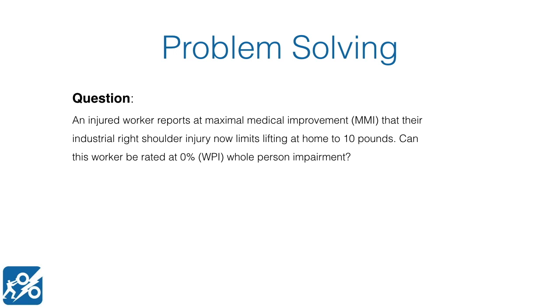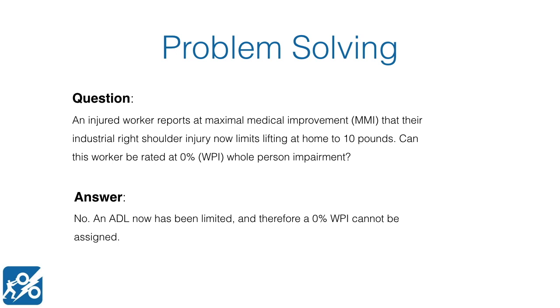The answer is no. An activity of daily living is now limited, and a 0% whole person impairment can therefore not be assigned. This means that the reviewer or author of the report now needs to A, go back and review the chapter that was used for the body part rating and ensure that it truly is a 0%, and B, come up with a number other than 0% now, because by definition the individual cannot be a 0% whole person impairment.